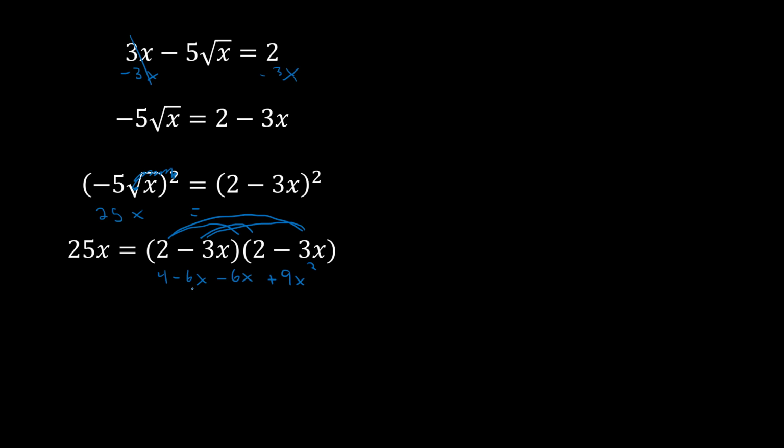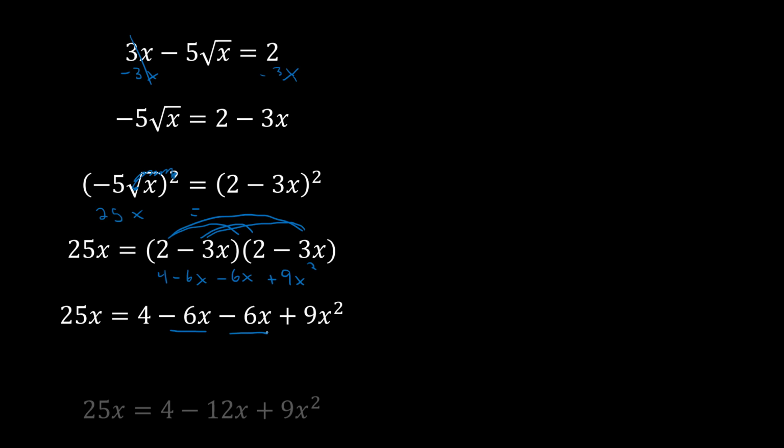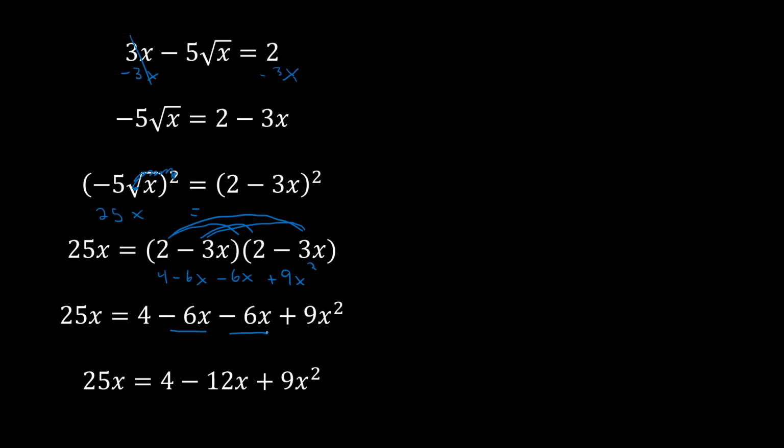So then I can combine like terms, and when I combine like terms, I have negative 6x minus 6x gives me a negative 12x. Now notice we have a quadratic equation. And what I like to do is set this equal to 0 and see if I can factor this. So to get this equal to 0, I want to subtract the 25x over.